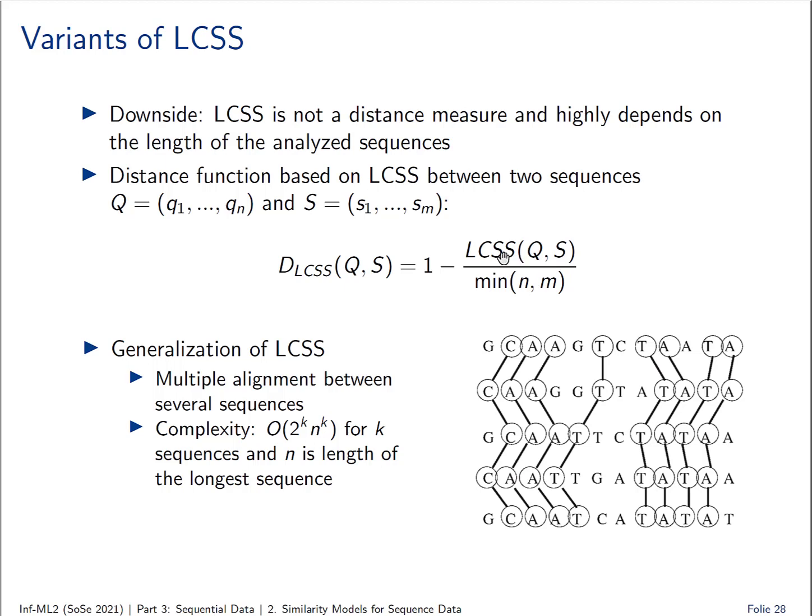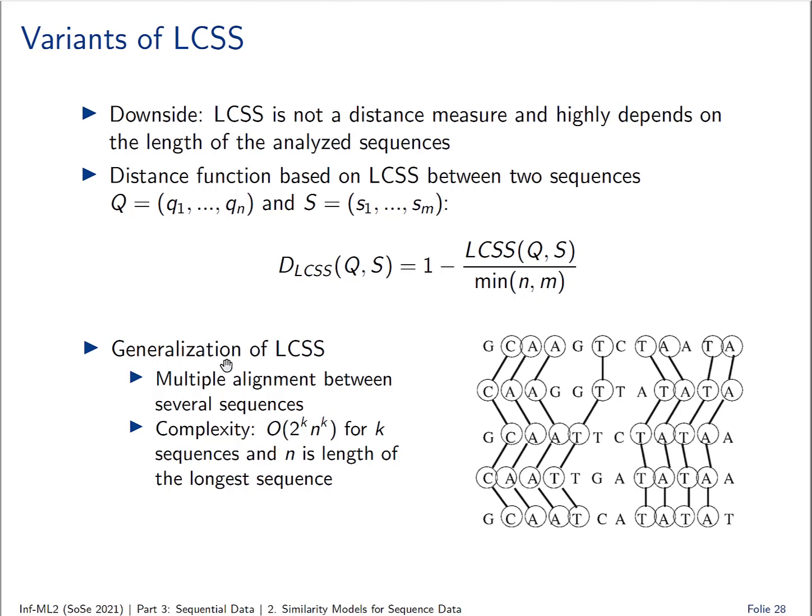So if the two sequences are perfectly equal, then we have a 1 here, and 1 minus 1 is 0. Then we have a distance of 0 in that case. So that makes sense, probably. Okay, and the distance also is between 0 and 1, obviously.